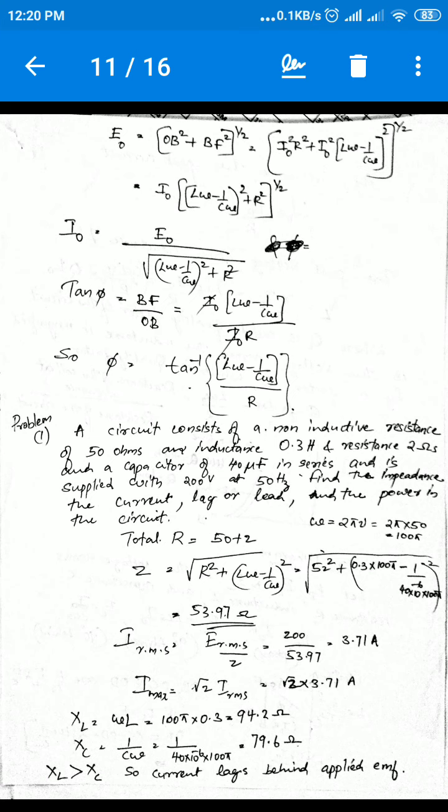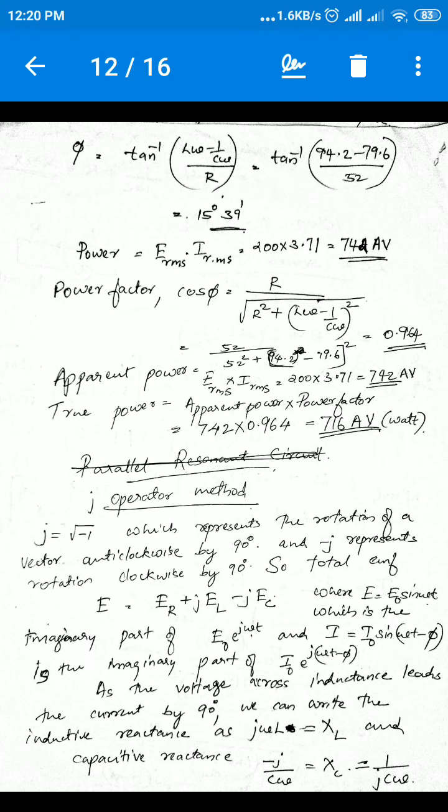So what does it mean? XL greater than XC means the current is lagging behind the applied EMF. So the current is lagging behind the applied EMF. And the lag is angle phi, which is tan inverse L omega minus 1 by C omega by R. Okay. So tan inverse 94.2 minus 79.6 divided by 52, which is 15 degree 39 minute, which is the angle of lag.